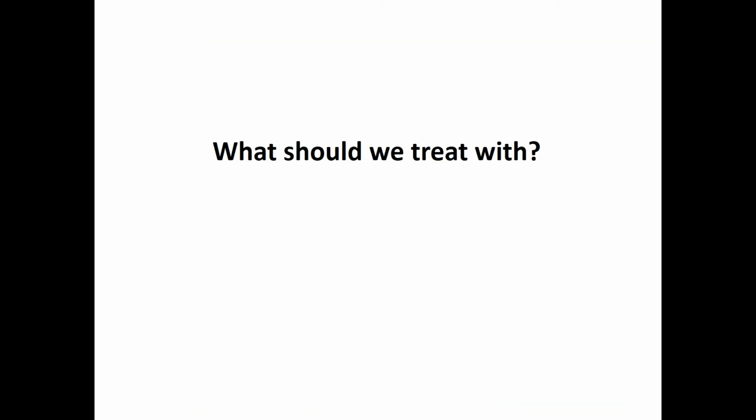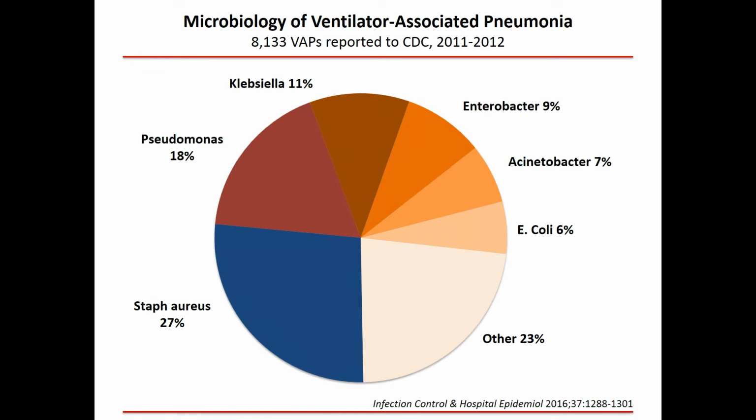Now, what should we be treating with? And I think that question follows directly from what's the microbiology of VAP? What are the organisms associated with this condition? And what are their antibiotic resistance profiles? So here's the latest data from CDC. This is data pulled from 8,000 patients with VAPs. And you can see over here that the number one player for VAP is Staph aureus, accounting for about a quarter of cases. And number two is Pseudomonas at around 20%.